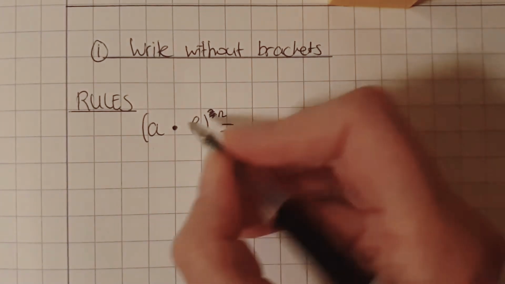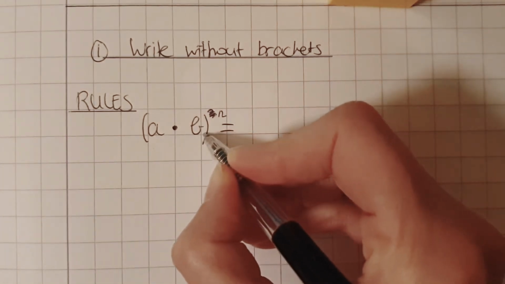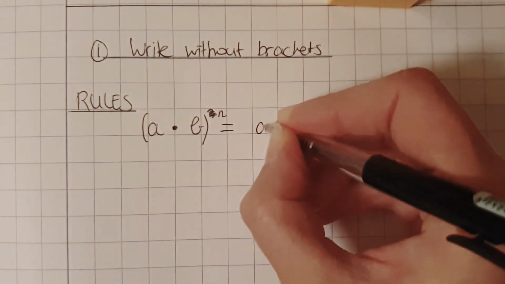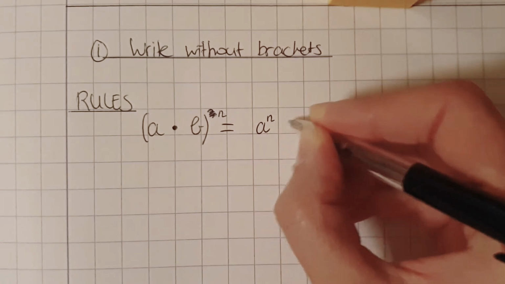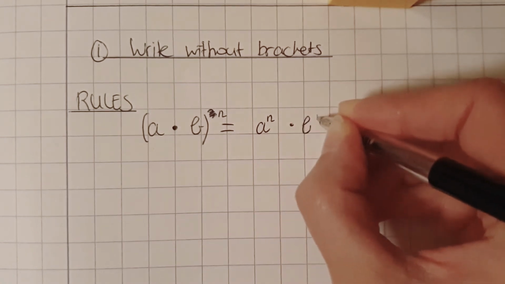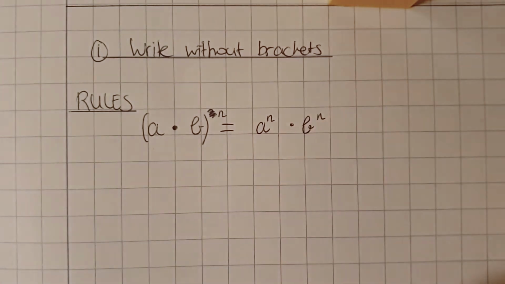Here's what we're gonna do. We're gonna do this one by the power of n and this one by the power of n. So it's a by the power of n times b by the power of n. So this is what's going to be. Let me give you the first example.